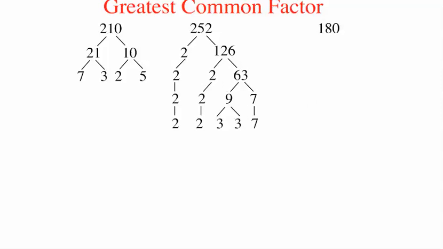Okay, 180. So 18 times 10, 18 is 6 times 3, 6 is 3 times 2, 10 is 2 times 5, so we're done. Bring all your primes down, and there we go.